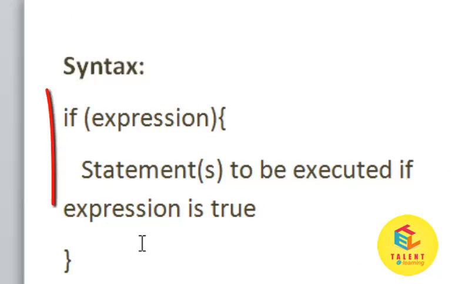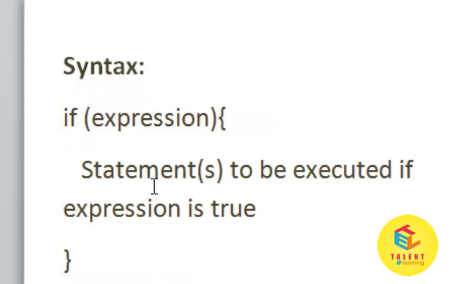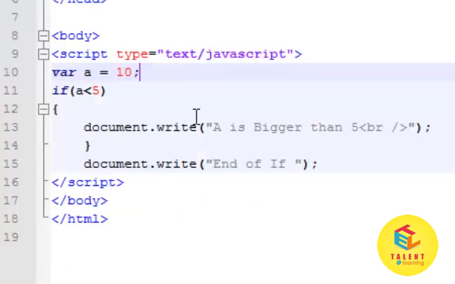Here, this is the syntax of if statement. Here, the JavaScript expression is evaluated, and if the resulting value is true, then the given statements are executed. If the expression is false, then this statement will not be executed. Most of the time, you will use comparison operators while making decisions. This is a simple example of if statement.